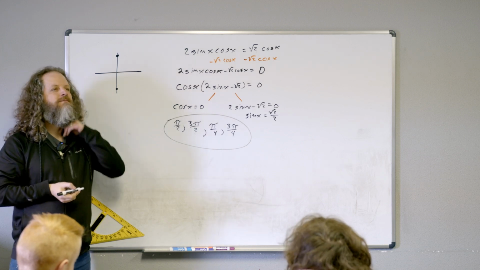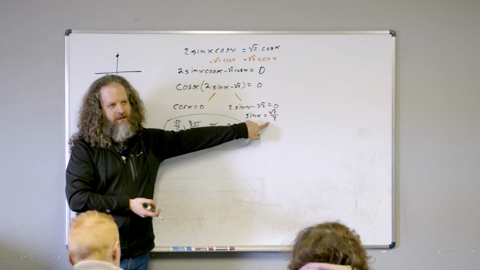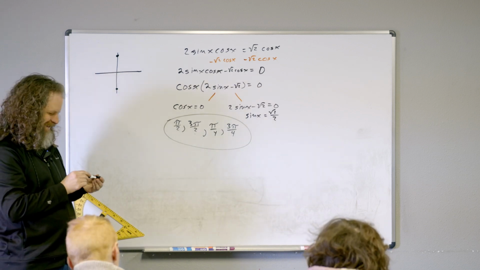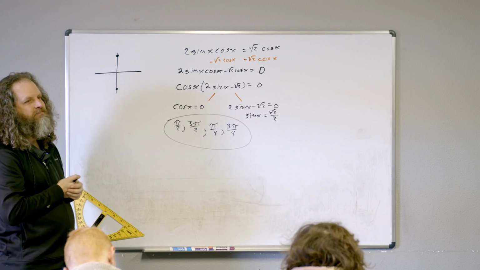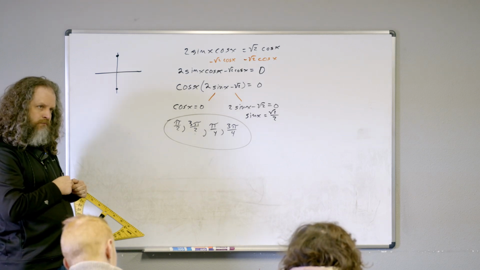And so where's the pi over 4 and the 3 pi over 4? That's when sine is square root of 2 over 2. And so on sine, are we counting the points on either side of the horizontal line?